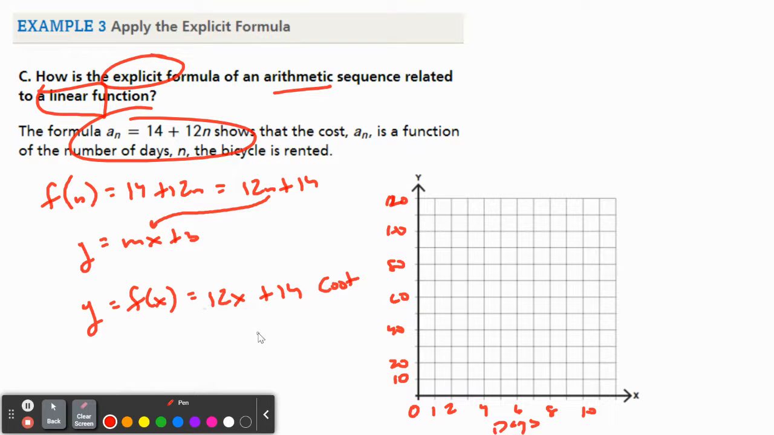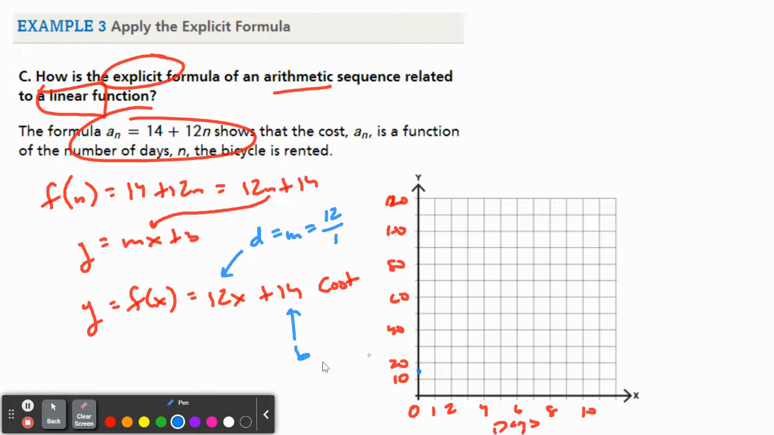And if you graph this, right, we start with the b. So your b value is the 14. Go up 14 on the graph. It's somewhere between 10 and 20, not quite halfway, but I'm going to make it right around halfway. And now this guy, your common difference, is the slope, 12 over 1.